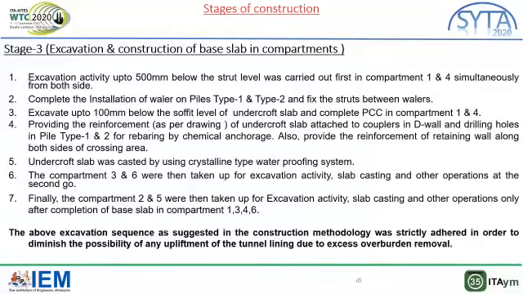Provide the reinforcement as per the drawing of undercroft slab attached to the couplers in D wall, and drill holes in pile type 1 and 2 for rebarring by chemical anchorage. Also provide the reinforcement of retaining wall along both sides of crossing area. Undercroft slab was cast by using crystalline type of waterproofing system. The compartment 3 and 6 were then taken up for excavation activity, slab casting and other operations at the second go.